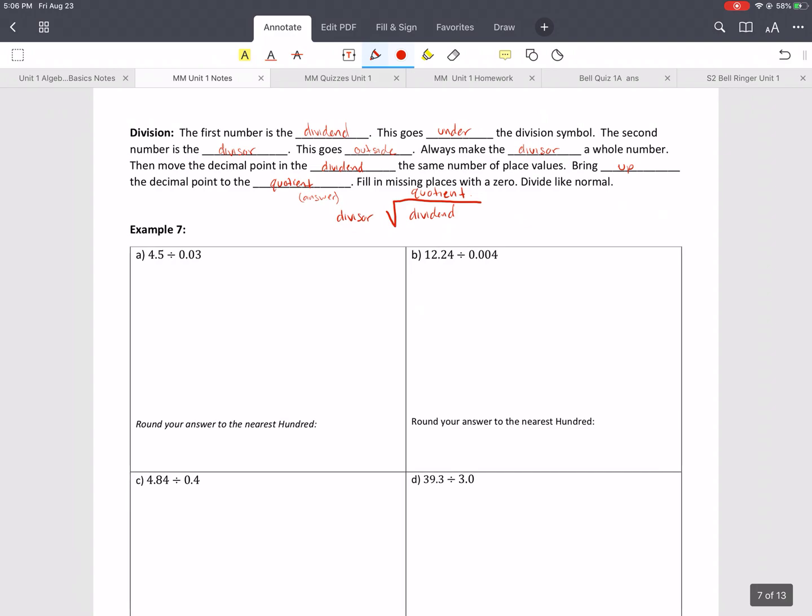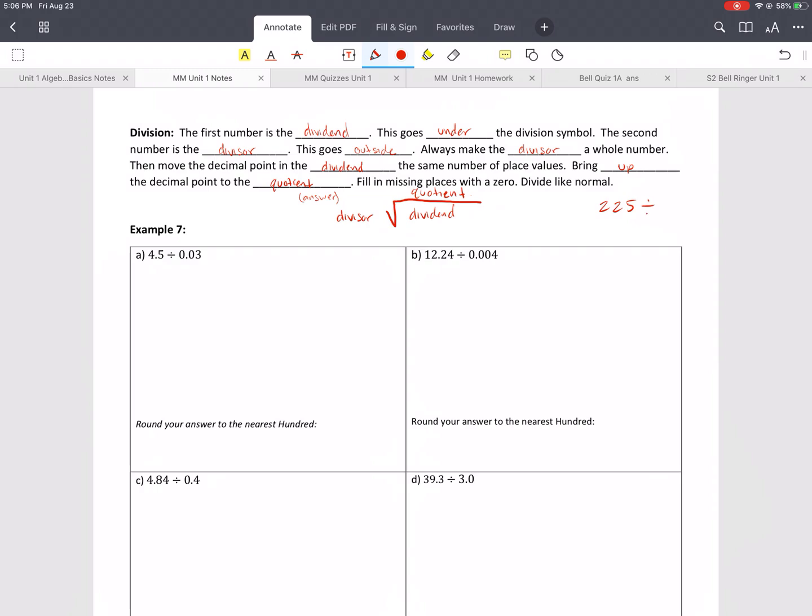Decimal division. Okay, so again, I'm okay if you use your calculator, but it is nice to be able to know how to do this by hand. Okay, so you set it up the same way you would for long division.